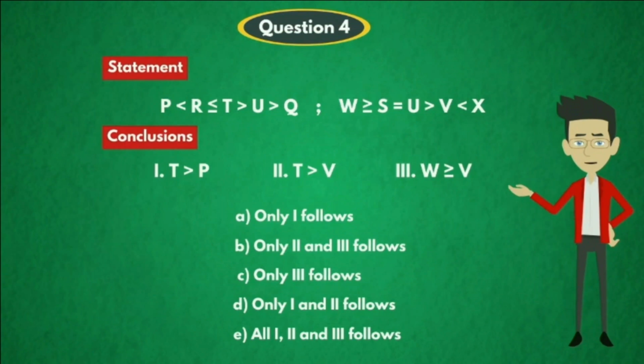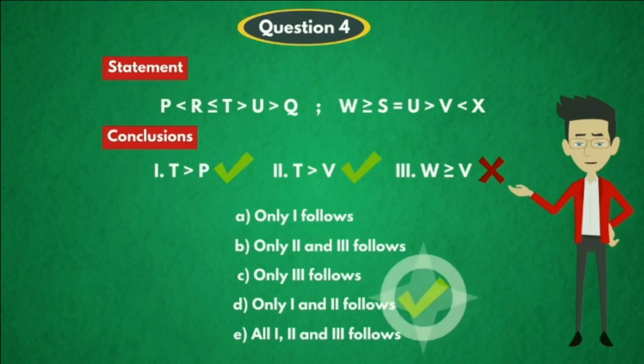So here conclusion 1 is true, conclusion 2 is true and conclusion 3 is false. So the answer is option D. Only 1 and 2 follows.